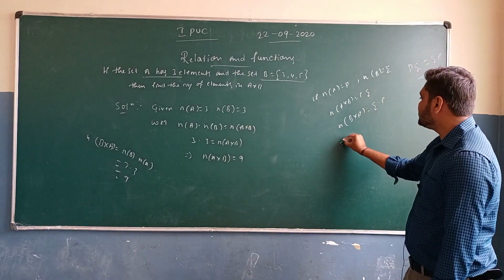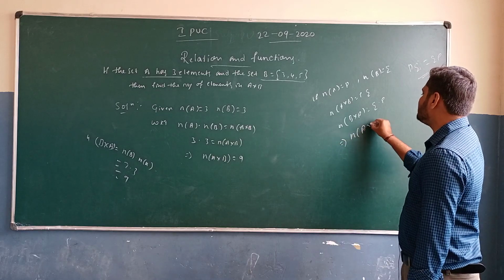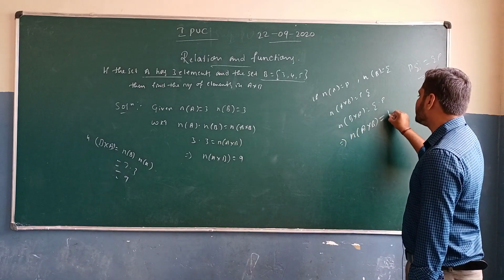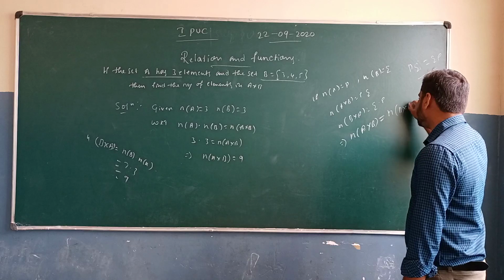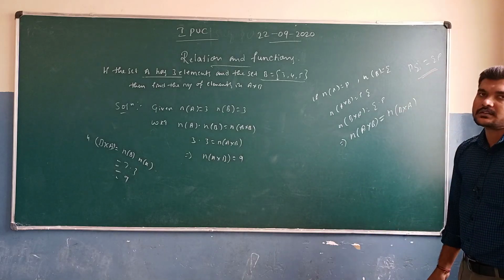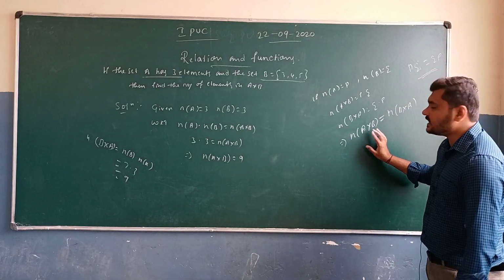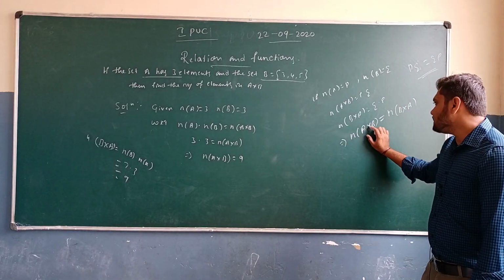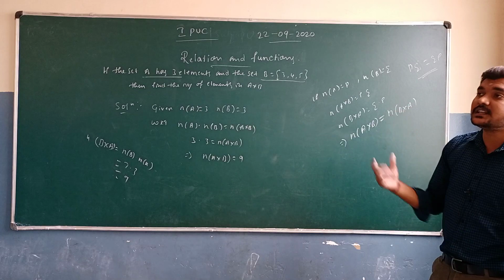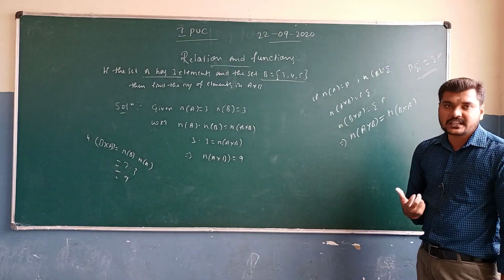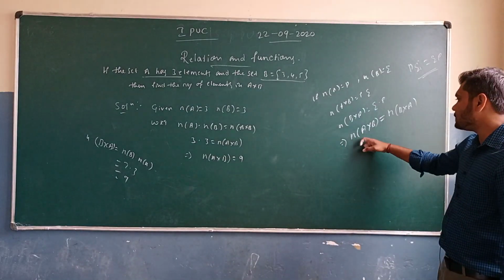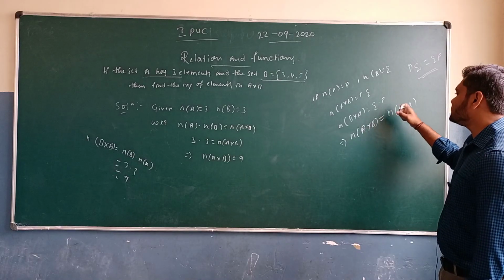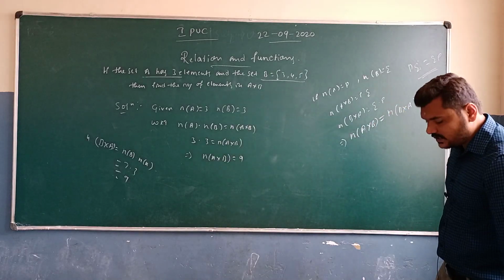So here we can say that the number of elements in A cross B is equal to the number of elements in B cross A. But when we consider only the elements present in A cross B, A cross B is not equal to B cross A. But when we consider the number of elements, they are equal. Okay, so just pause the video to note it down.